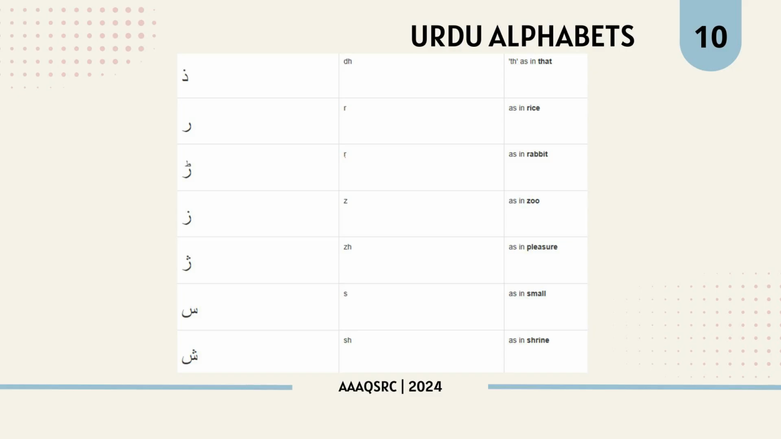The next alphabet is ha. I pronounce ha in the Arabic form, but in Urdu it's a simple ha, like in hot. The next one we have is kh.